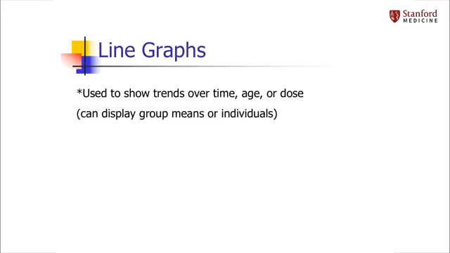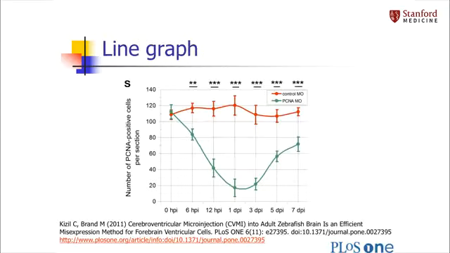I'm going to go through each of these. So line graphs show trends over time, or trends over something that's increasing or decreasing, like age or dose. Typically, we just graph the mean values for each group at each time point, but if the study is very small, you could even show the trend lines for individual people or individual animals.